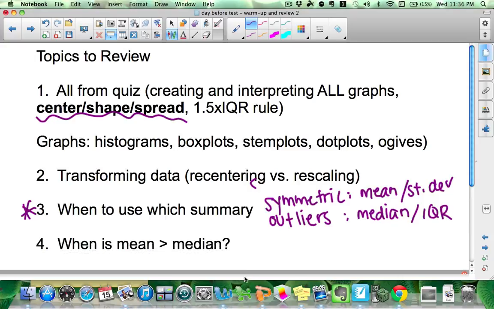And then finally, we need to be able to answer questions like, when is the mean greater than the median? We know that the mean gets pulled towards the tail. So if the mean is bigger, that means the tail is on the right, because the mean would get pulled in that direction. And so the answer to this question is skewed right.